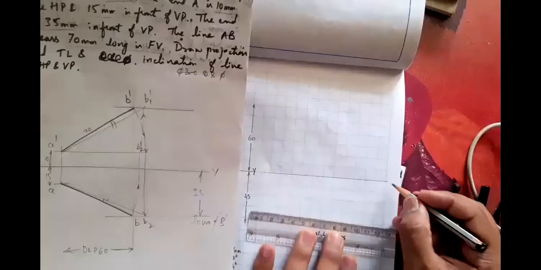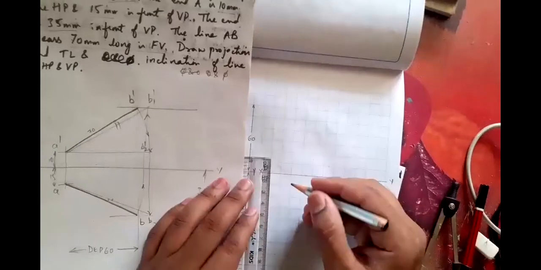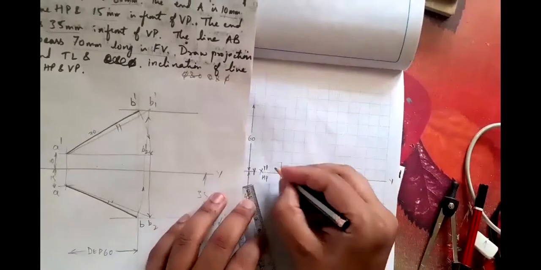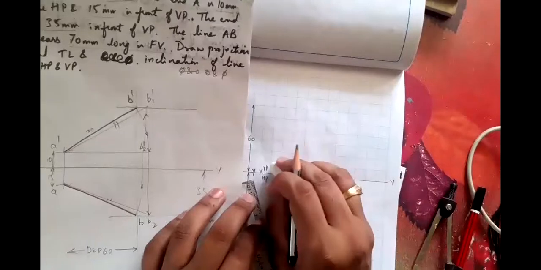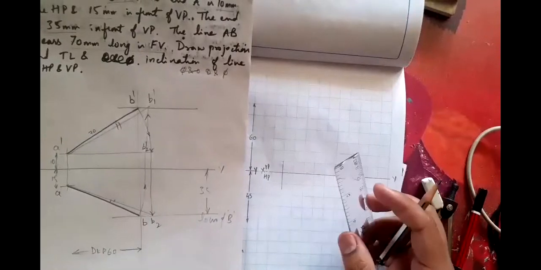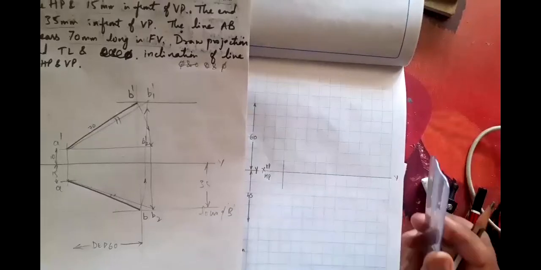Same here, I'm going to draw a line. So this is 75 mm, sir. What is 75? True length. True length is, yes, approximately it should be there. Almost you're right.